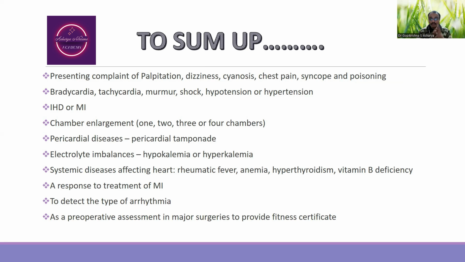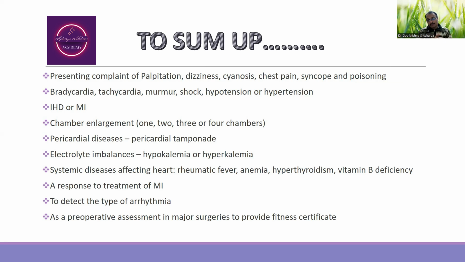When the person has a possible history of ischemic heart disease or myocardial infarction, when you are suspecting chamber enlargement, so either there may be a possibility of one chamber enlargement or two or three or all four chambers of the heart enlarged, in those situations, we are going to do an ECG. In cases of pericardial diseases such as pericardial effusion and pericardial tamponade, we are going to do an ECG. In cases of electrolyte imbalances, specifically hypokalemia, where the concentration of potassium is less in the blood, and hyperkalemia, where the concentration of potassium is more in the blood.